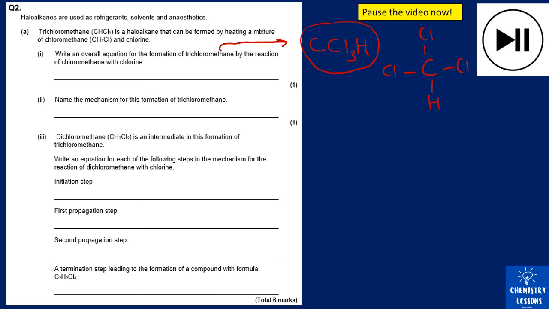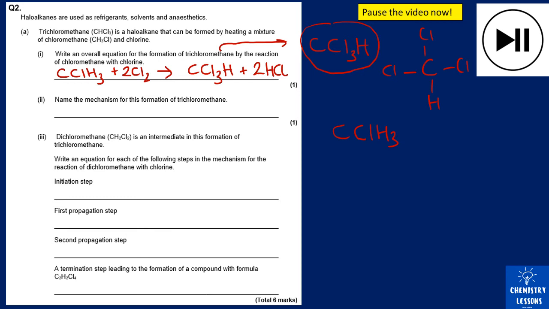So chloromethane will be CClH3. So we're going from CClH3 to CCl3H. Now what I'm doing here is we're substituting 2 chlorines for 2 hydrogens. That would require the use of 2 chlorine molecules and would produce 2 HCl's.